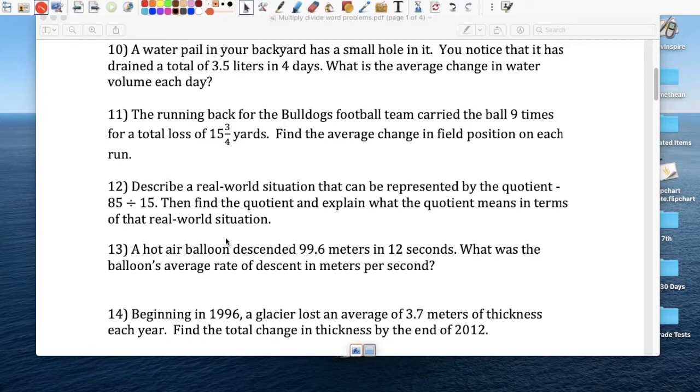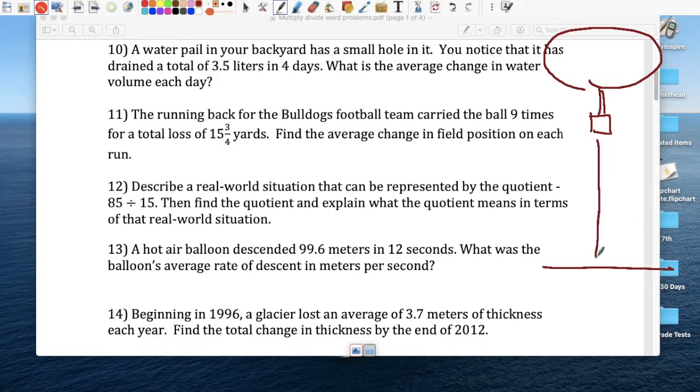Okay. Hot air balloon descended 96 meters. So here we have a balloon that's up in the air. So hopefully I can draw this, a balloon, and here's land, and its distance right here is 99.6 meters. And it takes 12 seconds to come down. What was the balloon's average rate of descent per second? So how many meters did it travel per second on its way down?